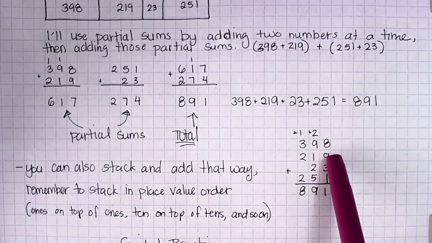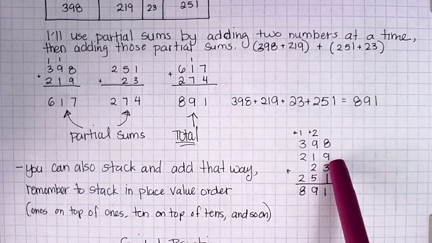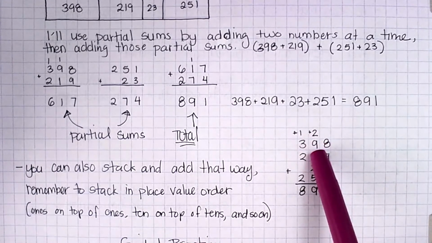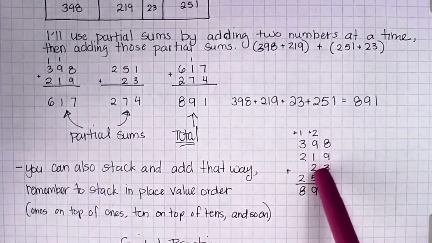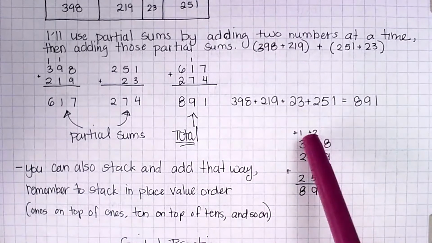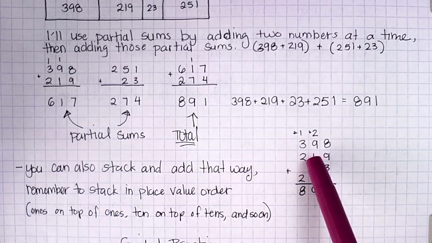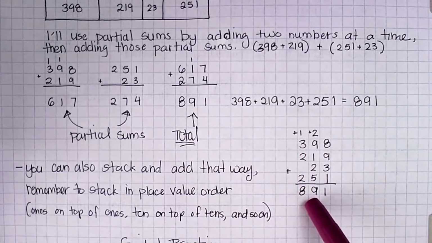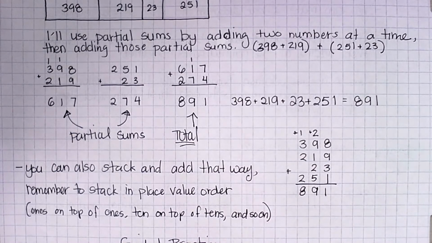251, 8 plus 9 plus 3 plus 1. So if I do the 1 and the 9, that's 10. 10 plus 8 is 18. Then 19, 20, 21. So I put my 1 here and I carry my 2. 9 plus 1 is 10. Plus 2 more is 12. Plus another 2 is 14. Plus 5 is 19. So I put my 9 here and I carry my 1. 1 plus 3 is 4. 4 plus 2 is 6. 6 plus another 2 is 8. And that's how I got to 891.